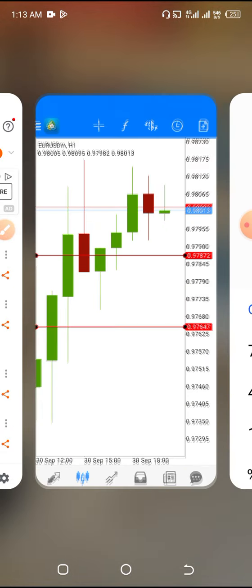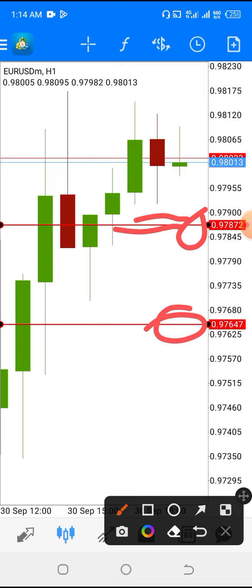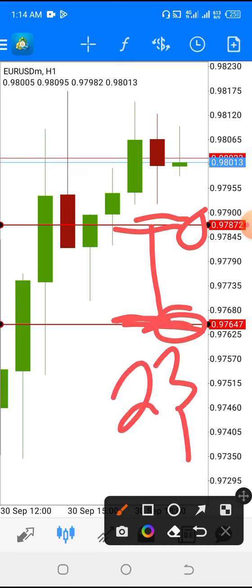So what does that mean? It means that from here up to here is 23 pips. You get that? So if you're selling from here, you've put a sell order from here and your take profit is here, because when you're selling, you expect price to fall down. Your take profit is here, meaning you're expecting to make 23 pips.